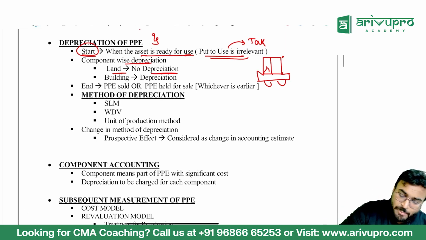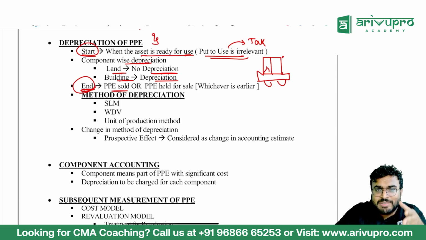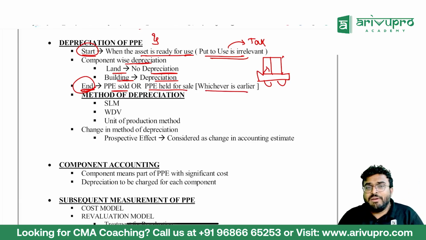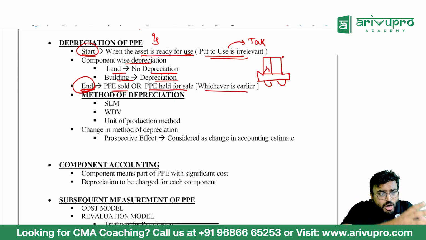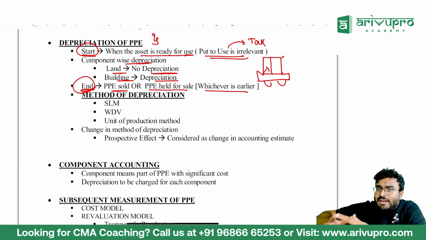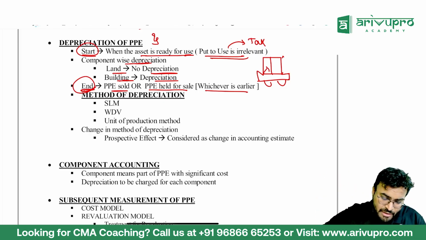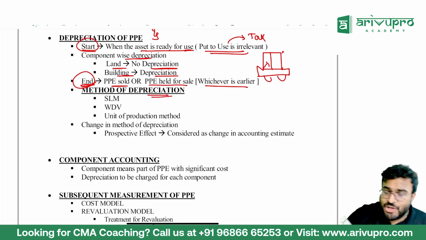Land always has no depreciation. Building has depreciation. End: when will the depreciation end? When PP is sold, no depreciation after that day, or when PP is held for sale, whichever is earlier. So what does AS 10 tell? Not only when you sell, but when you stop using it and keep it aside saying that you want to sell it, that time depreciation will stop. Is this clear?